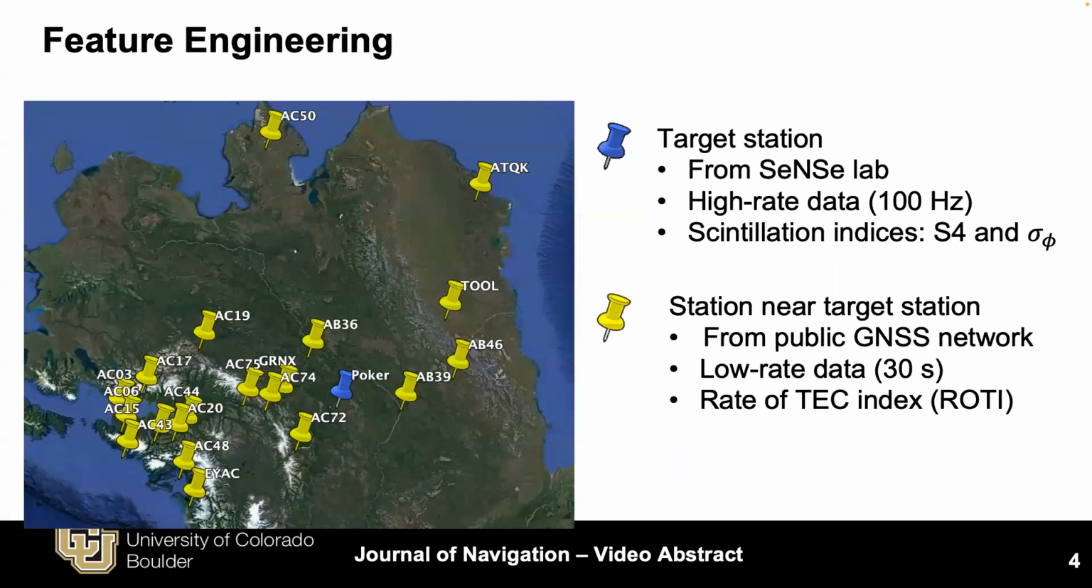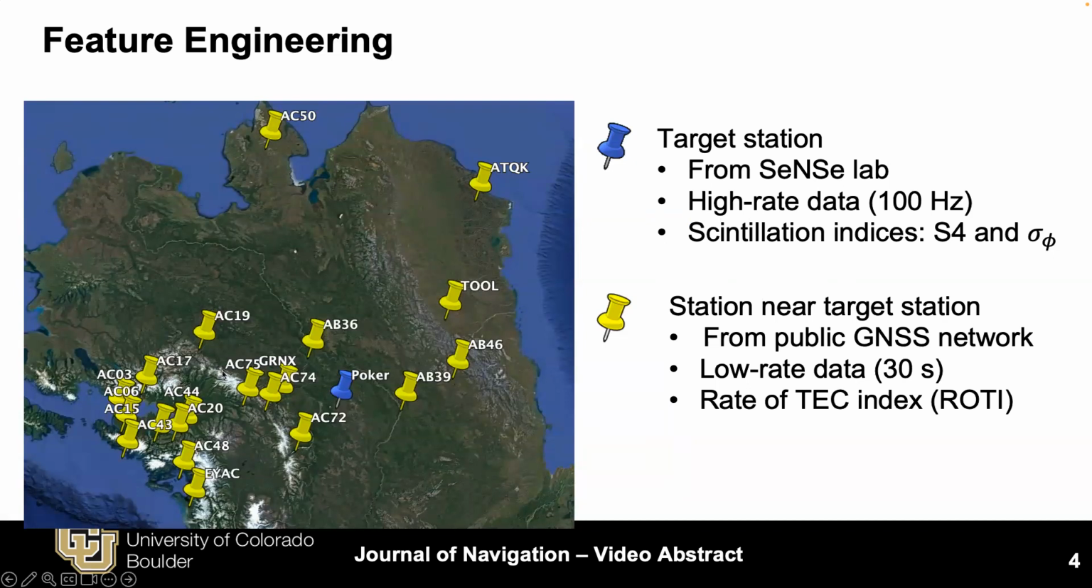The icons shown in the left plot are locations of GNSS stations. The blue icon at Poker Flat is the target station, so the objective is to forecast the scintillation for this particular station. Of course, historical measurements from this station are very important information. Since the high-rate data is available, we use the historical measurements of S4 and sigma phi as features. Here, S4 is the amplitude scintillation indicator, while sigma phi is the phase scintillation indicator.